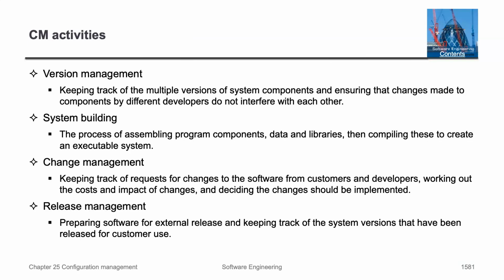So the CM or configuration management activities, there's a couple of them. There's version management, system building, change management, and release management. Version management keeps track of the multiple versions of the system components. System building deals with the process of assembling program components, data libraries, and compiling them to create an executable system. Change management keeps track of the requests for changes to the software from customers and developers. Release management prepares the software for external release and keeps track of the system versions that have been released for customer use.